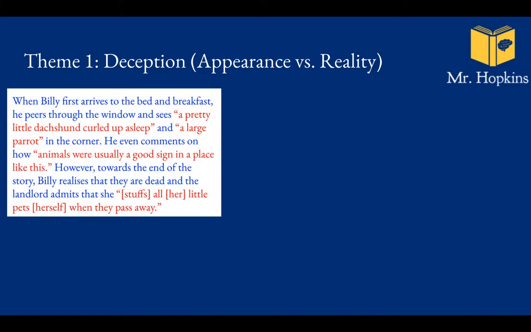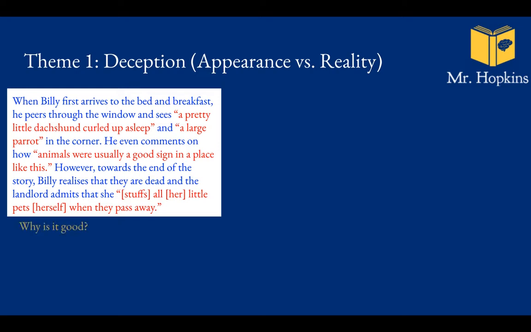This student has written: when Billy first arrives at the bed and breakfast, he peers through the window and sees a pretty little dachshund curled up asleep and a large parrot in the corner. He even comments on how animals were usually a good sign in a place like this. However, towards the end of the story, Billy realises that they are dead, and the landlady admits she stuffs all her little pets when they pass away. So why is this good?